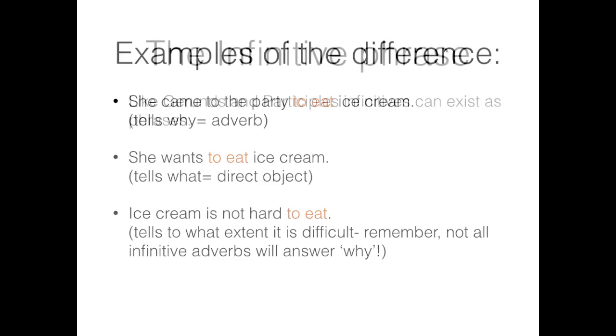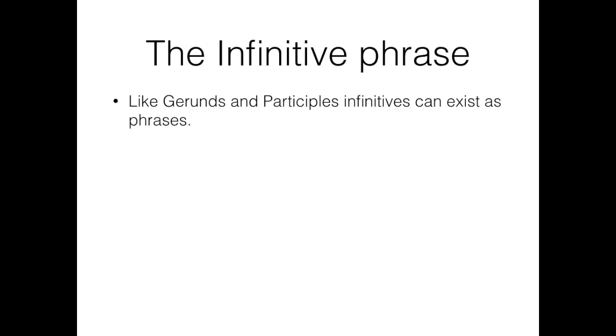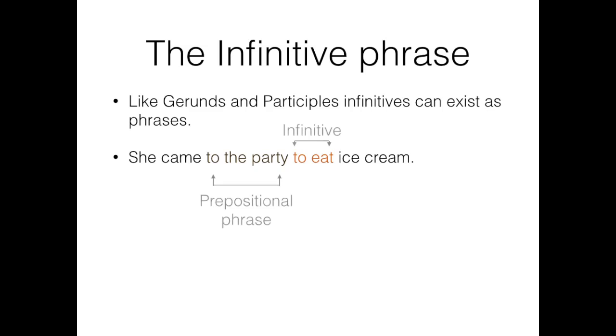Like gerunds and participles, infinitives can exist as part of a phrase, which is called, unsurprisingly, the infinitive phrase. So in the example from before, she came to the party to eat ice cream, we have the infinitive to eat. It is part of the phrase to eat ice cream, and it answers the question why she is going.